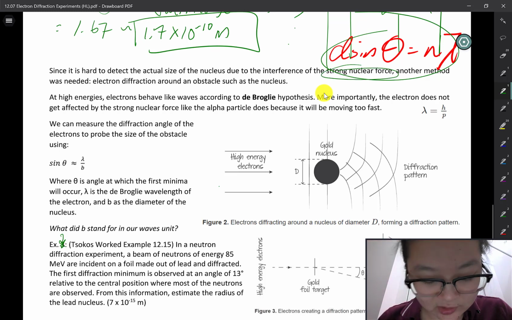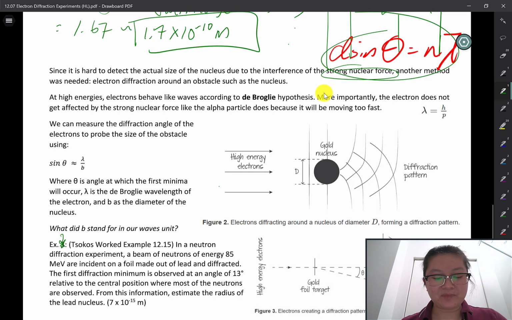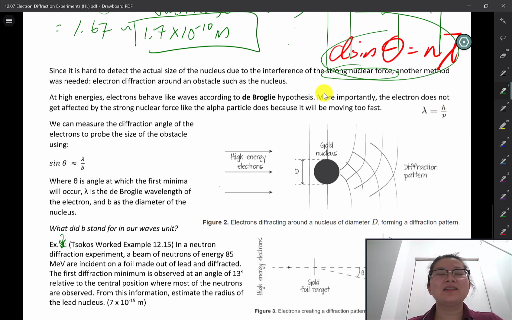When an alpha particle gets too close to the nucleus, the experiment will start to deviate from his expectations, which made it difficult for him to detect the actual size of the nucleus, because of the interaction of the alpha particle with the nucleus. But an electron will not be affected by a strong nuclear force because it will be moving too fast. It'll be too difficult for the nucleus to absorb it or to change it or to interact with it as such. So an electron is very nice.